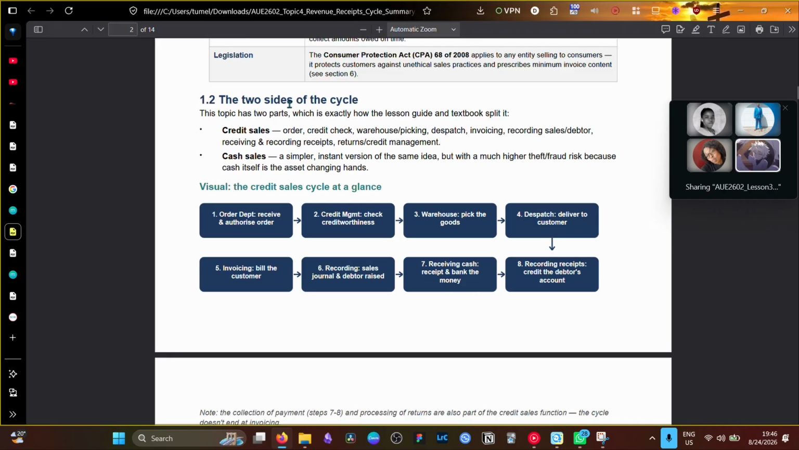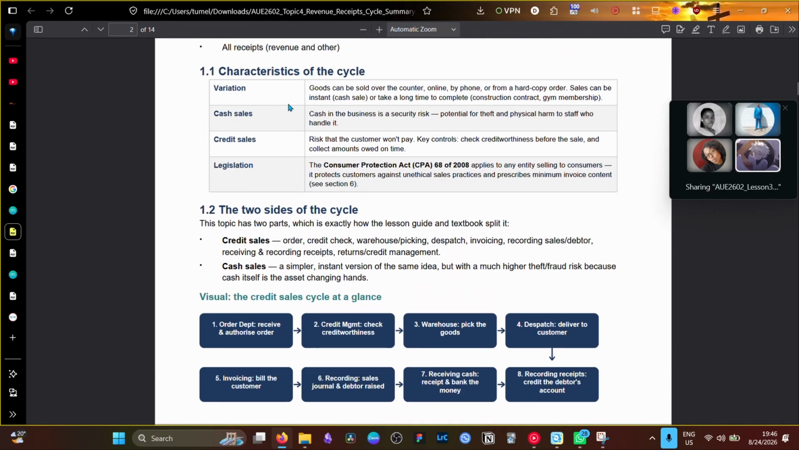So now there are two sides of the cycle. Which cycle? The revenue and receipts cycle. And we are going to look at these two sides of it. The first side is the credit sales, where the order comes in, the credit check, and then there's warehouse and picking. When I say warehouse and picking, it's literally, think about a warehouse.